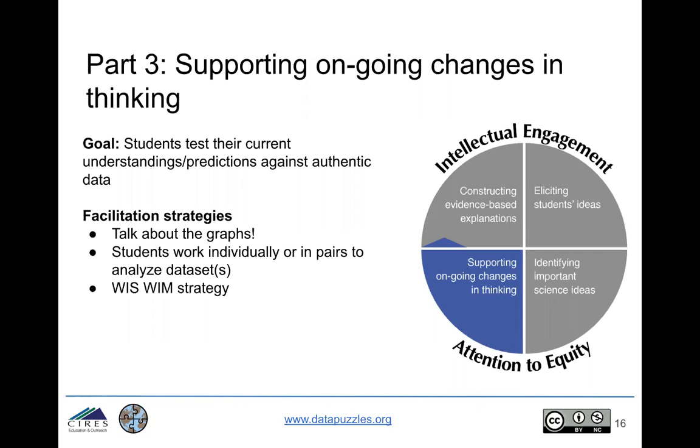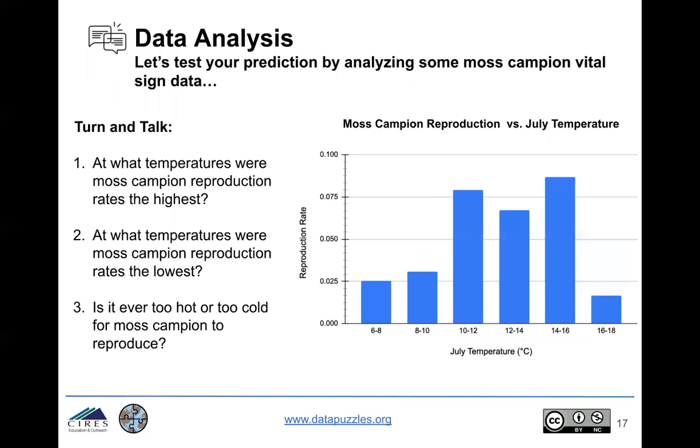And in this case, we're looking at, again, moss campion reproduction data. This is a 20-year data set across that geographic range and how reproduction rates have changed with changes in temperature. And so here is the data set that students are going to analyze. And here are the discussion prompts that we try to key you in on and you can have with students.